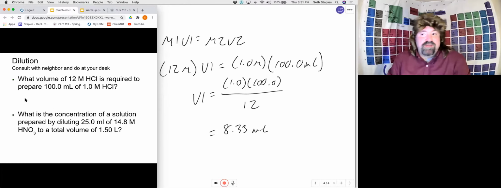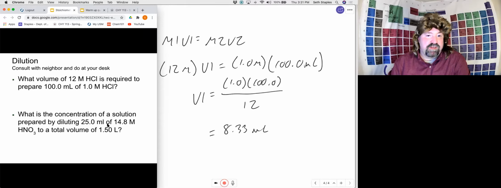So go ahead and try this next one on your own and find the concentration of a solution that's made by diluting 25 milliliters of 14.8 molar nitric acid to a final volume of 1.5 liters. So we're taking 25 milliliters of this concentration.